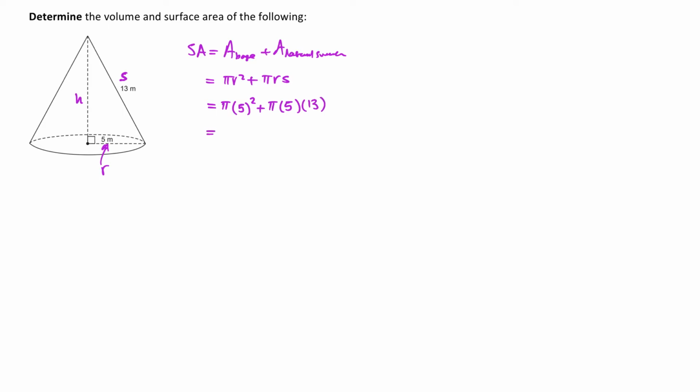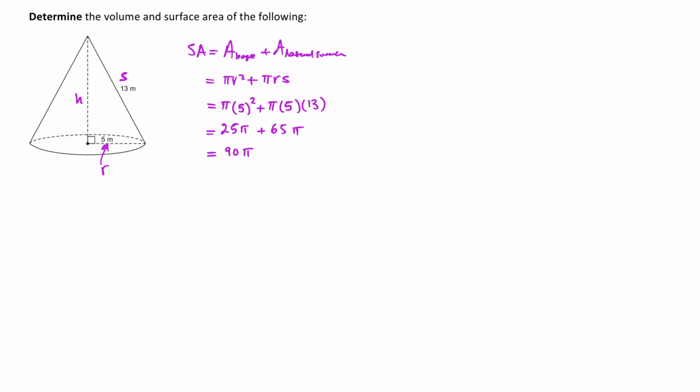And we can keep going with exact numbers here. 5 squared pi. 5 squared is actually 25 pi. And pi times 5 times 13. 5 times 13 is 65 pi. And if I add these up, I should get 90 pi as my final answer.